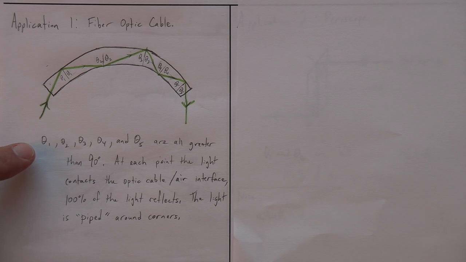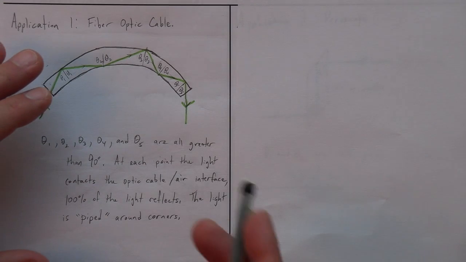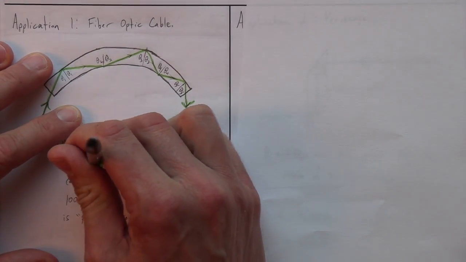That's what this says. Theta 1, Theta 2, Theta 3, Theta 4, and Theta 5 are all greater than the critical angle.